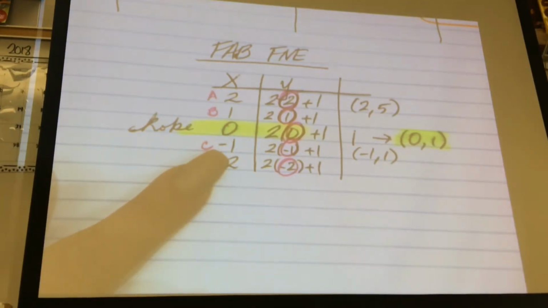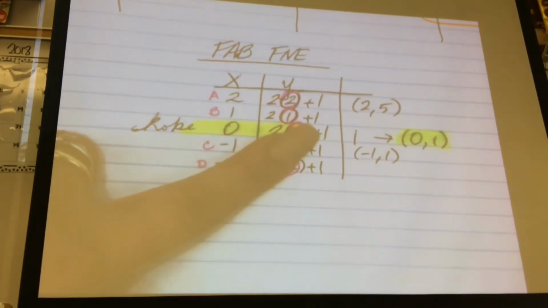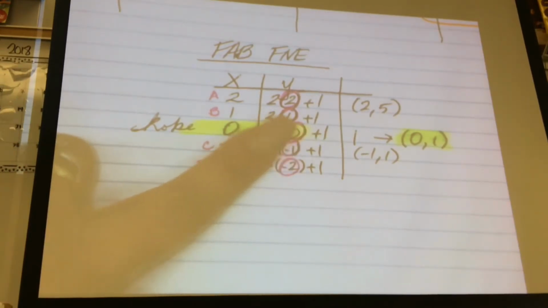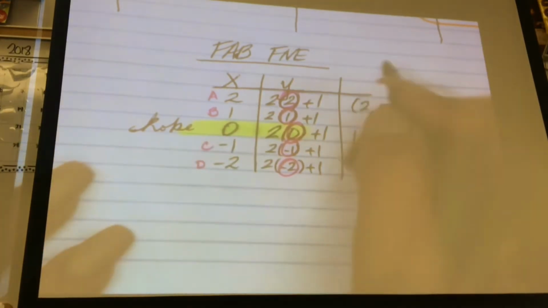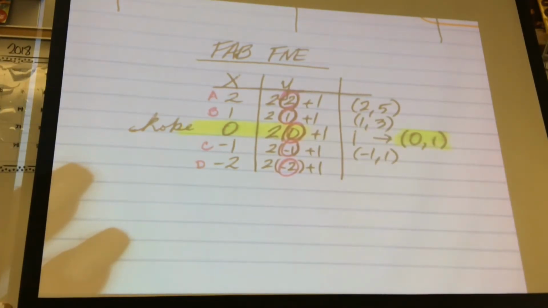Luisa, what seat are you? B as in boy. Let's go. What'd you get for 2 times 1 plus 1? What's 2 times 1? Go ahead. 3. Good job. 1, 3. I heard you say 3, but then you backed off.